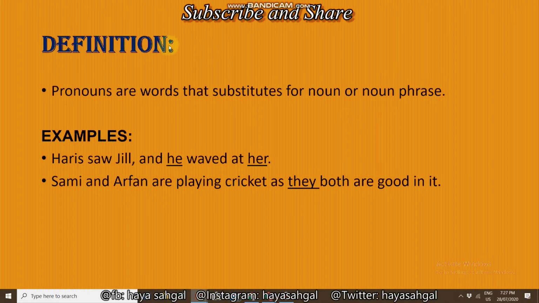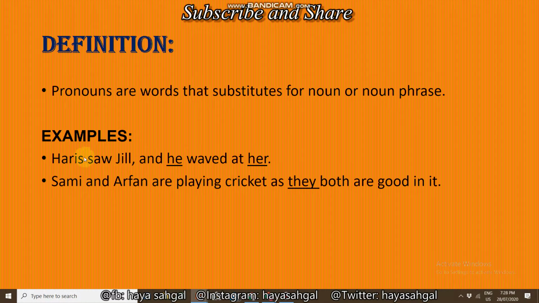So basically pronouns, if we only talk about pronoun, it's very simple. Pronouns are the words that substitute for nouns or noun phrases. Means these are the words that can be used instead of nouns. Nouns can be a name, place, thing, animal, and any such thing, right? For example, Harris saw Jill and he waved at her. Here we can see Harris is a boy who has seen a girl, Jill.